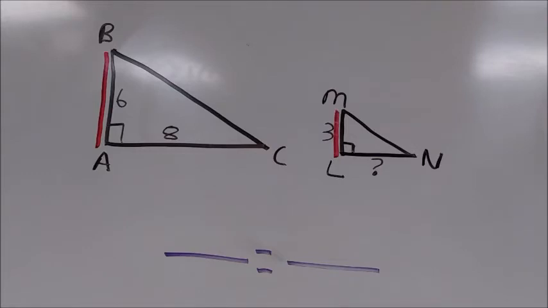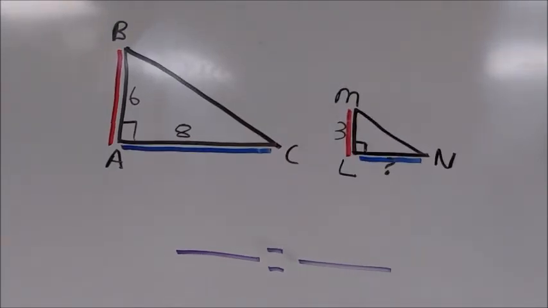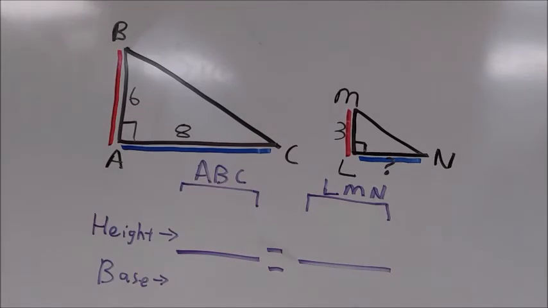You can see here that AB and LM are corresponding to each other because they are both the heights of these triangles. AC corresponds with LN because they are the bases of these triangles. As we set up our proportion, we'll put heights across the top and the bases across the bottom.